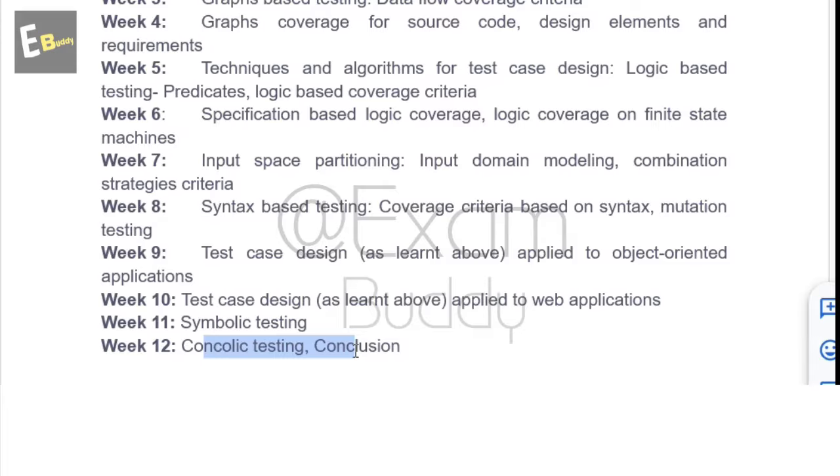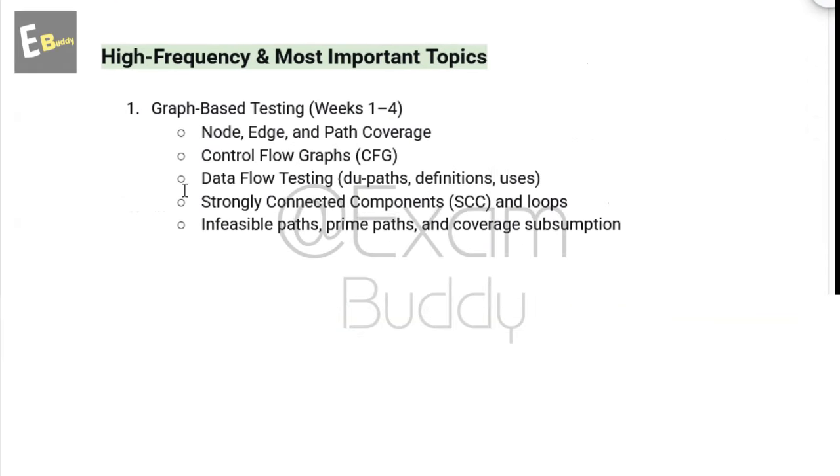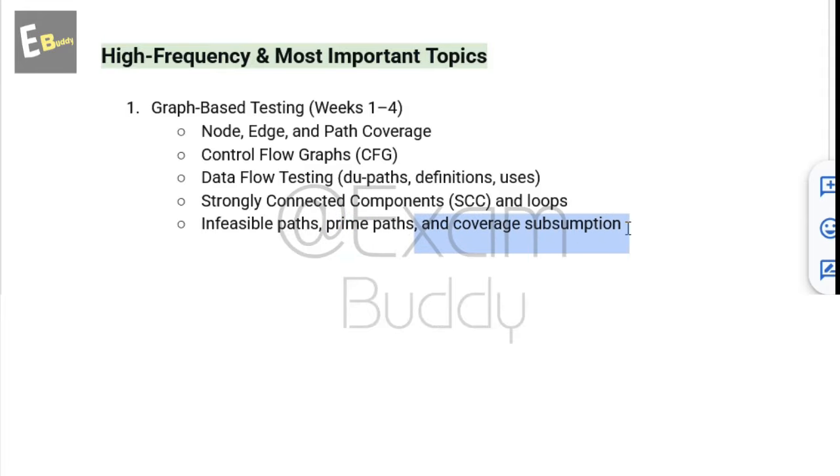And now let's discuss our high frequency and most important topics. So the first one is graph-based testing. It is related to weeks 1 to 4. The topics are node, edge, and path coverage, control flow graph, data flow testing like du paths, definitions, and uses. The next one is strongly connected components, SCC, and loops. And the next topic is invisible paths like prime path and coverage subsumption.